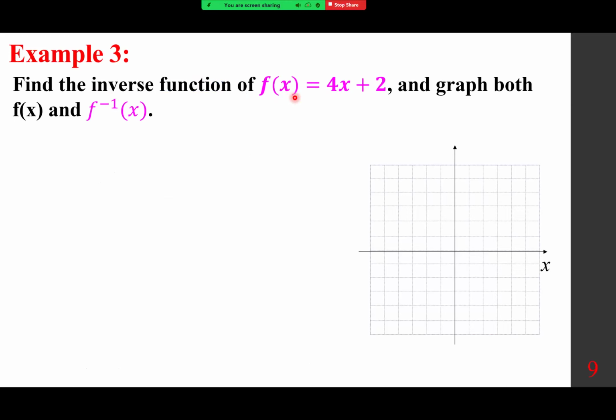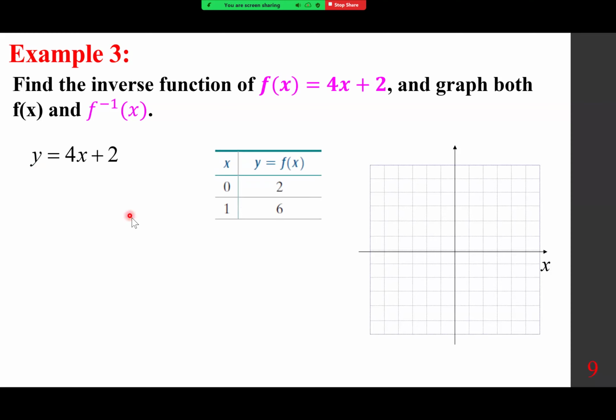Find the inverse function of f of x equals 4x plus 2 and graph both f of x and f inverse. Let's see how we do that. Number one, we change this to y because it makes it easier to work with. That's the first step. Change this to y. The second step, interchange x and y.